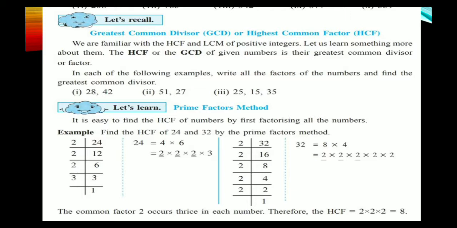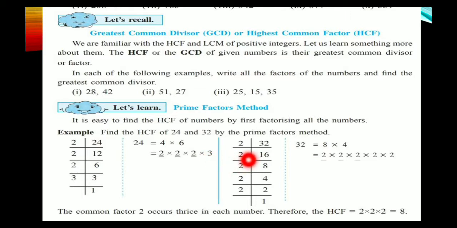So we have the numbers 24 and 32 here. Yesterday only we learned how to do the prime factor. So we are going to take the prime factor of 24 first. 2 12s are 24, 2 6s are 12, 2 3s are 6 and 3 1s are 3. Therefore, the prime factorization of 24 is 2 into 2 into 2 into 3.